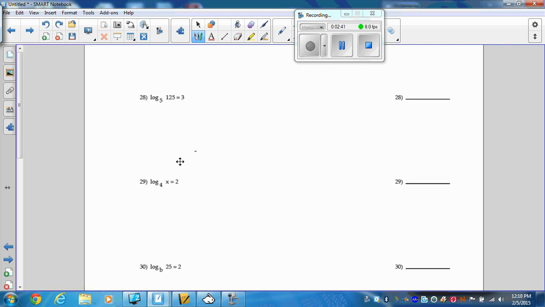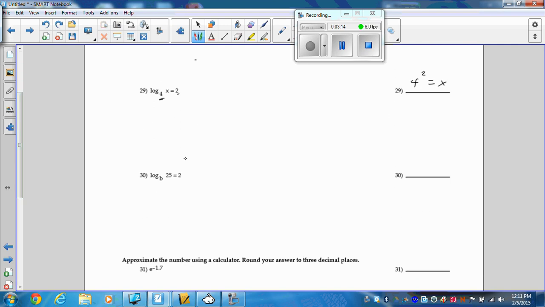Okay, question 28. Again, the directions are to write the equation using its equivalent exponential form. So this one would be 5 to the 3rd equals 125. And number 29 would be 4 to the 2nd, there's my 2, equals x. So remembering these basics.